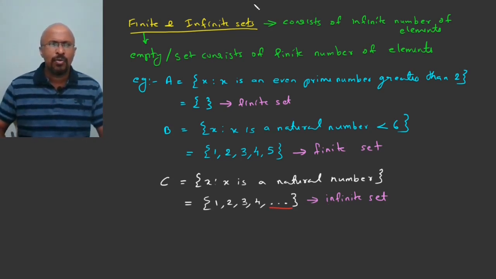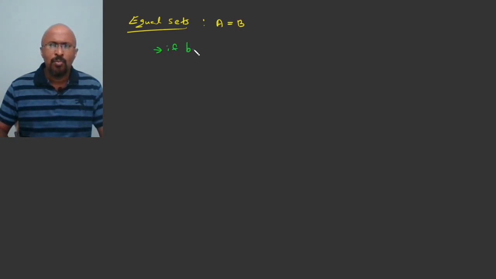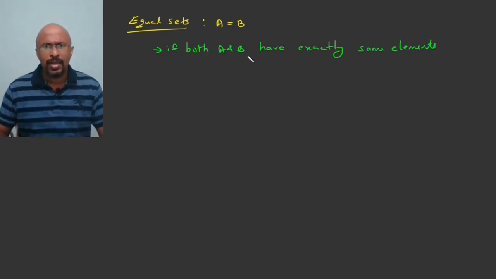So here we studied finite and infinite sets. The last type we are going to study is equal sets. We can say that a set A is equal to set B if both A and B have exactly the same elements. So if both A and B have exactly the same elements, then we can say set A is equal to set B. If not, then A is not equal to B.